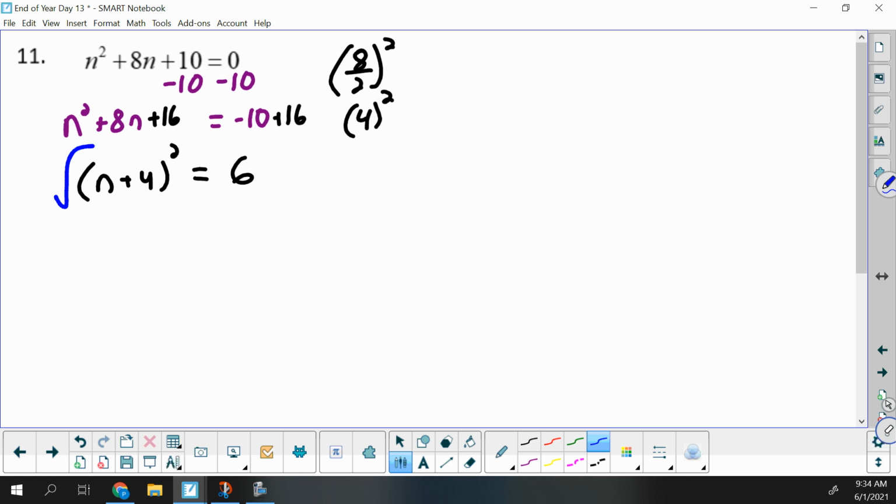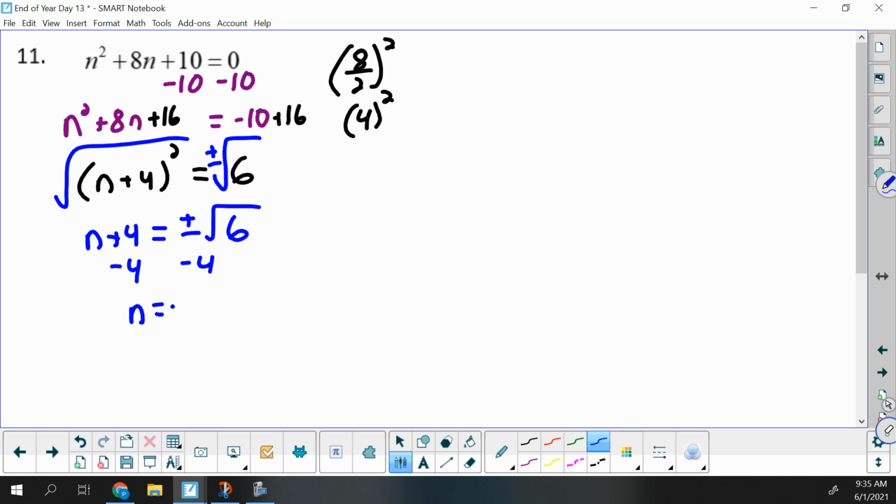We'll take the square root of both sides, remembering to put a plus and minus in front of the one that does not have the squared. The square and the square root wipe out to give us n plus 4. And square root of 6 is not a perfect square. Menu number factor, you'll just get 2 times 3. So there's no repeat factors, so we just leave it as plus and minus square root of 6. And to finish off, we'll subtract the 4 over. We'd like to put that out front. We'll have negative 4 plus or minus square root of 6.